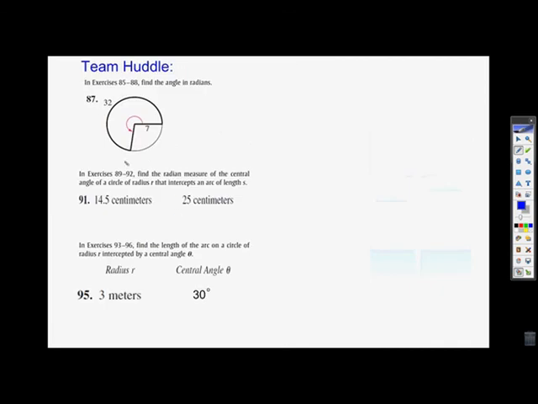That's the end of this section. Here are 3 practice problems. Pause the video, try these out, turn the video back on, and see how you did.